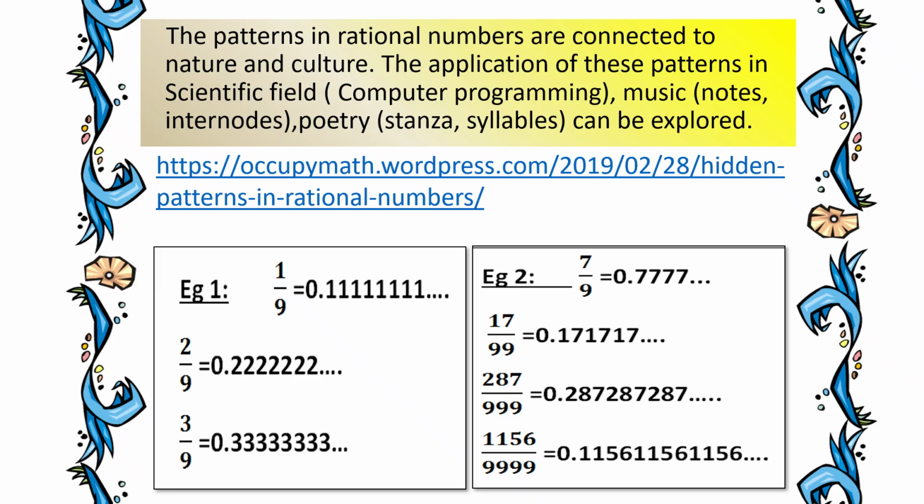What are the applications of rational numbers in reality? The patterns in rational numbers are connected to nature and culture. The application of these patterns in scientific fields, especially in computer programming, music, notes and intervals, poetry, stanza and syllables, can be explored. The following is a website which you can refer to for exploring the topic. There are two patterns on rational numbers, example 1 and example 2 shown here. They are the most widely used patterns in various scientific fields.